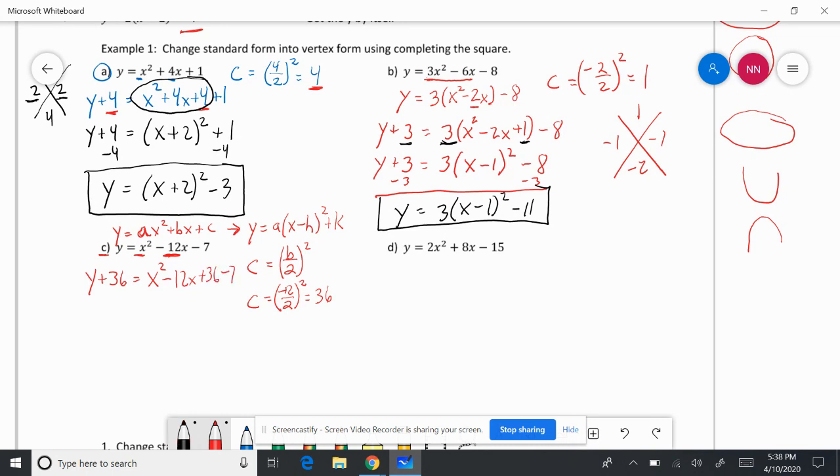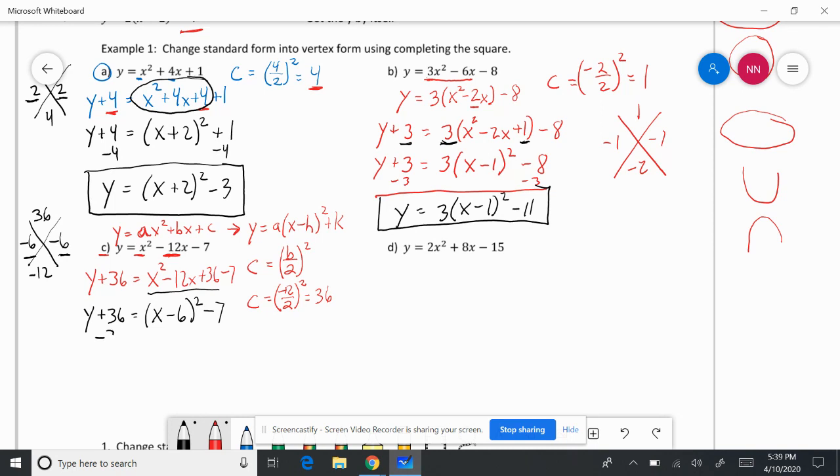Now, our next step is we're going to factor. We're looking for 2 numbers that multiply together to give us 36 and add up to negative 12. Remember, if we're doing this correctly, it's always the same number. In this case, it's negative 6. So what we have is y plus 36 equals (x minus 6) squared, because there's 2 of them, minus 7.